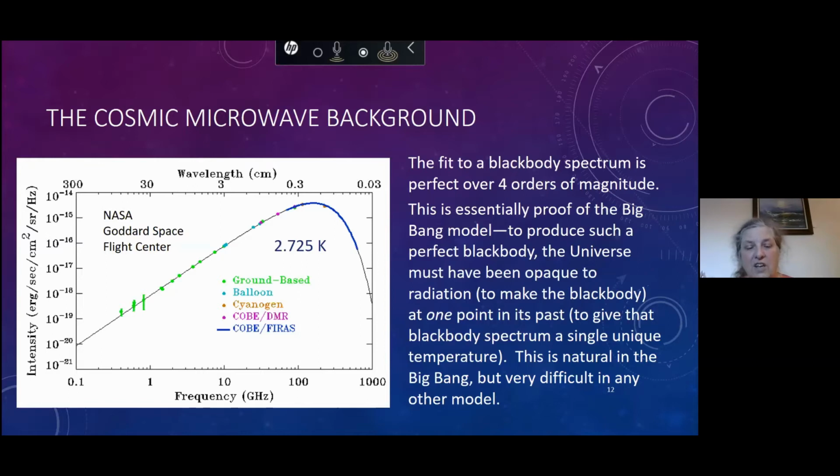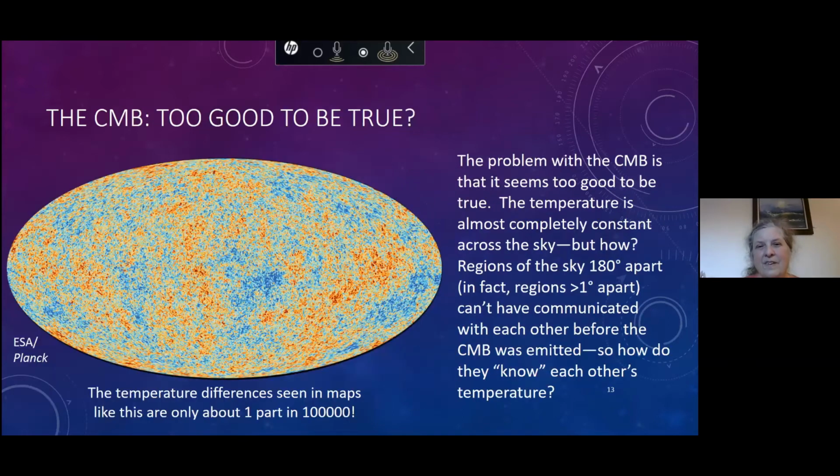And this was really what killed off the steady state theory, because in the steady state theory, this radiation would have to be produced throughout the history of the universe, because the whole point of the steady state is that the universe looks the same at all times. And in that case, it would not have been a perfect black body spectrum, because superimposing a lot of black body spectra with all different temperatures corresponding to different redshifts does not make a black body spectrum. So the cosmic microwave background was a great success for the Big Bang theory.